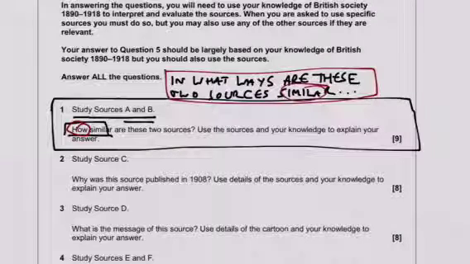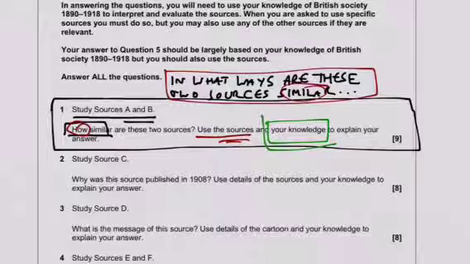The other thing to notice about the wording of the question, it says use the sources. That means they would expect to see maybe some quotations, even if it's just one word or two, but you need to be using the details from the sources. And critically, this is the thing that people forget, but as the mark scheme you will see, is absolutely essential, your knowledge to explain your answer.